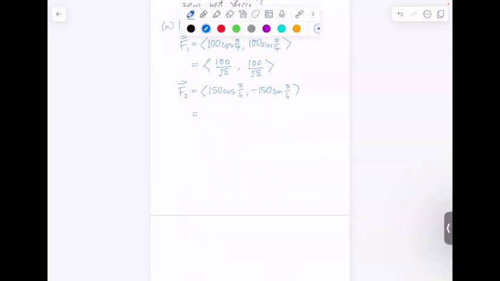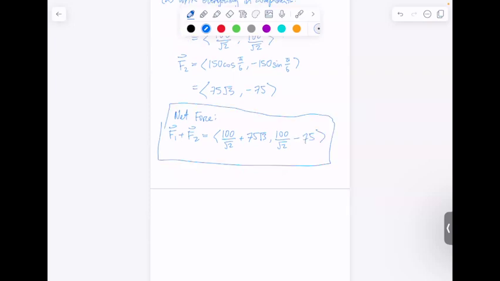And now we have to remember our triangles. So cosine of pi over 6 is going to be root 3 over 2, right? So it's 150 root 3 over 2. So it's 75 times root 3. And then minus 150 sine pi over 6. Sine pi over 6 is 1/2, so that's going to be minus 75. Any questions? Okay, so the net force, that's going to be F1 plus F2, which is going to be 100 over root 2 plus 75 root 3, and then 100 over root 2 minus 75. There we have the net force, F1 plus F2.